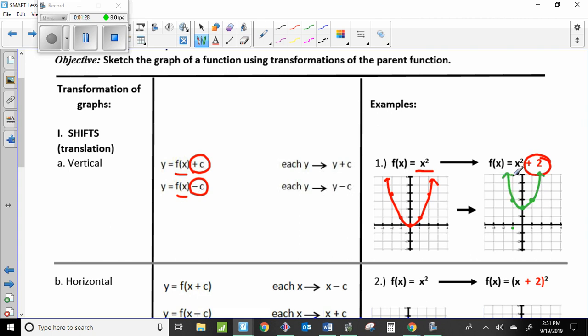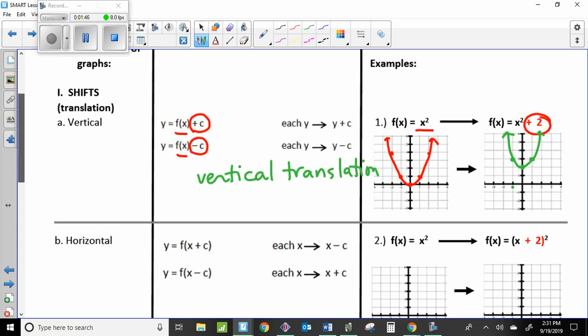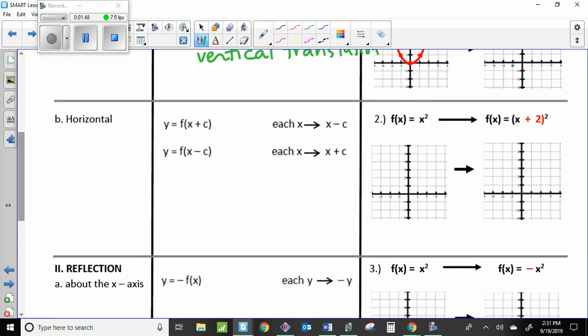So the plus 2 will shift it up. So this is a vertical shift or a vertical translation. So basically it moves your graph up or down. The second one is on horizontal shift.